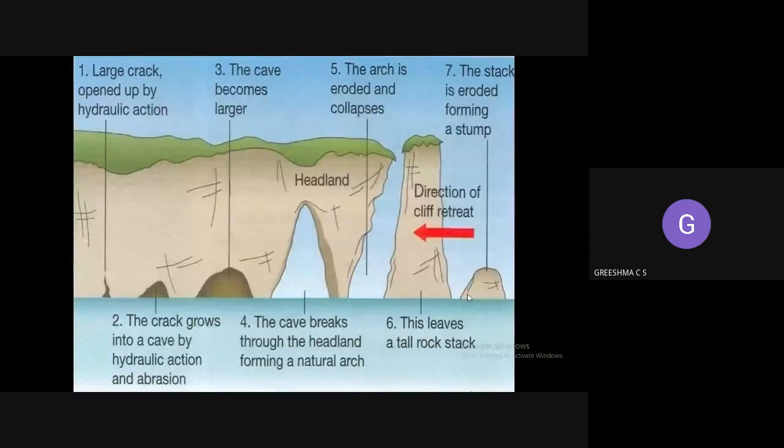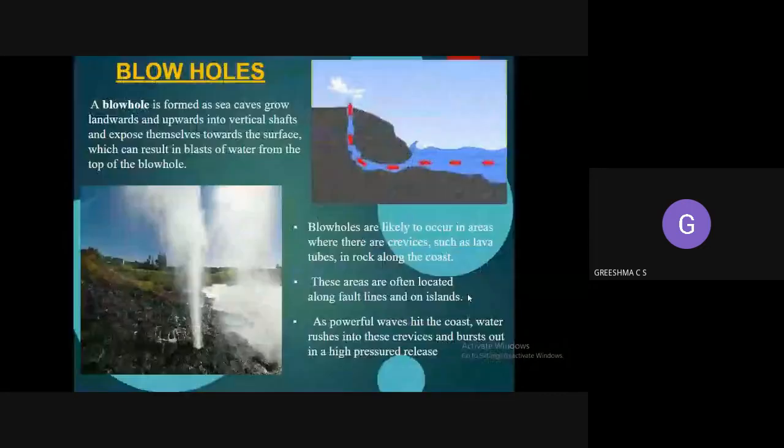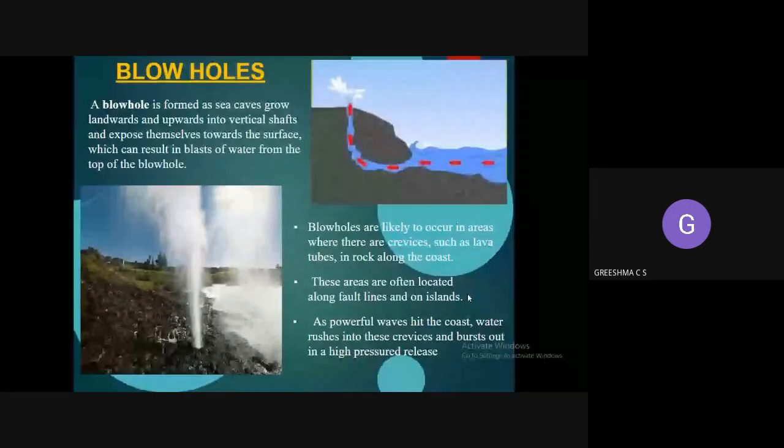So just keep this picture in mind. For the whole of marine erosion, this is the basic concept. Last class we discussed it. Based on this, we discussed blowholes. What do you mean by blowholes? You can understand from this picture. That also we have discussed.